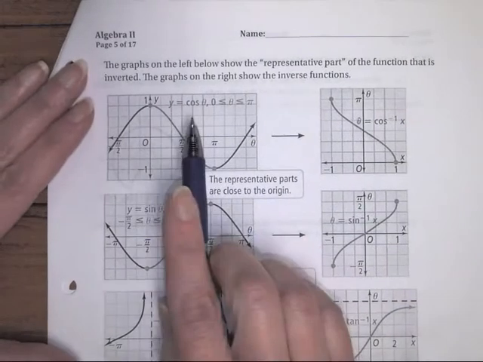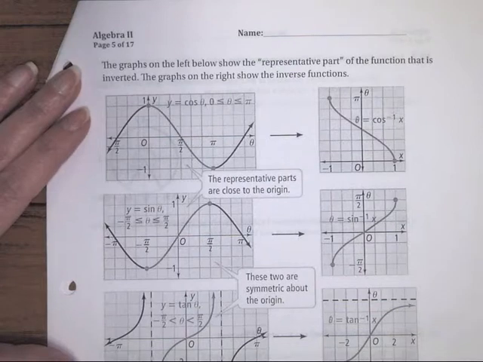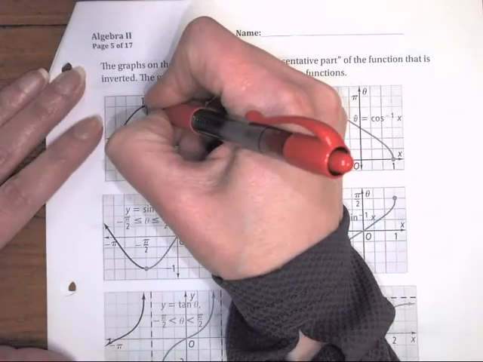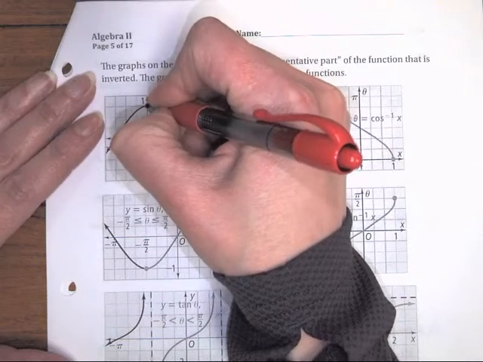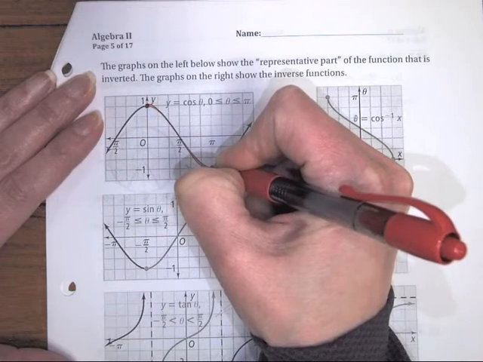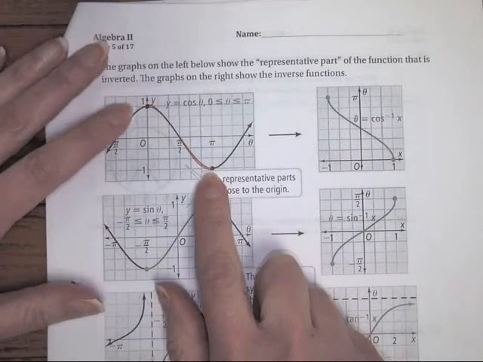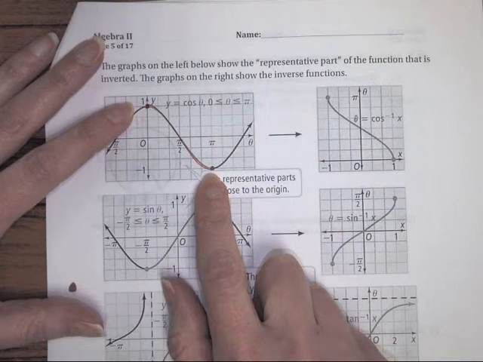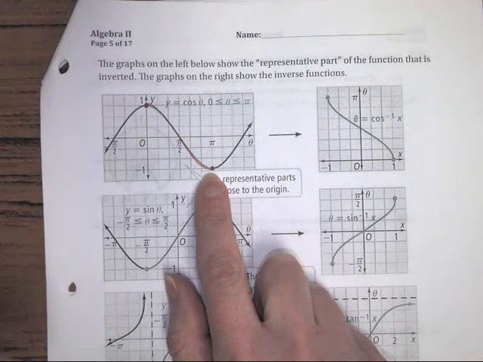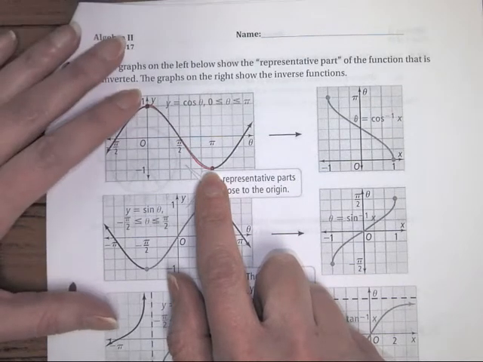All right? What I want us to do is turn the page here and take a look at these graphs. This is y equals cosine theta. And what you see is that the representative part of the function goes from here, travels along here, and ends here. The reason we say this is the representative part is because this part has an inverse. Because remember, when you take the inverse of a function, you can't have the situation where you have multiple y values for the same x value.